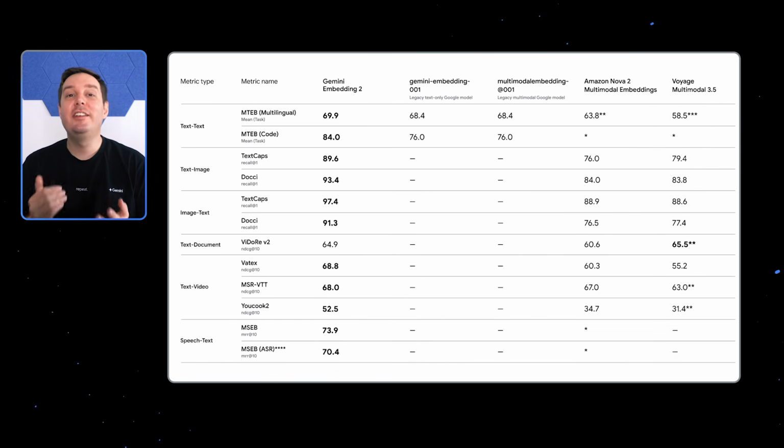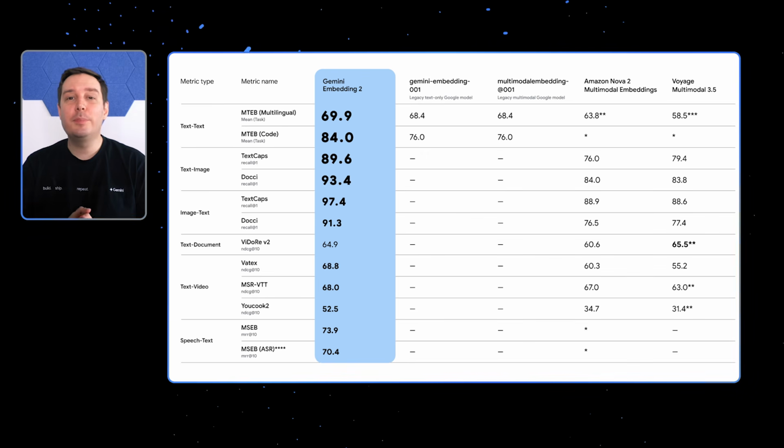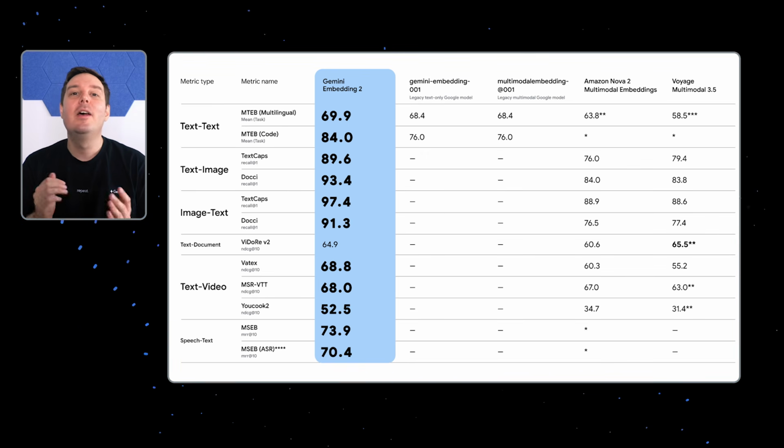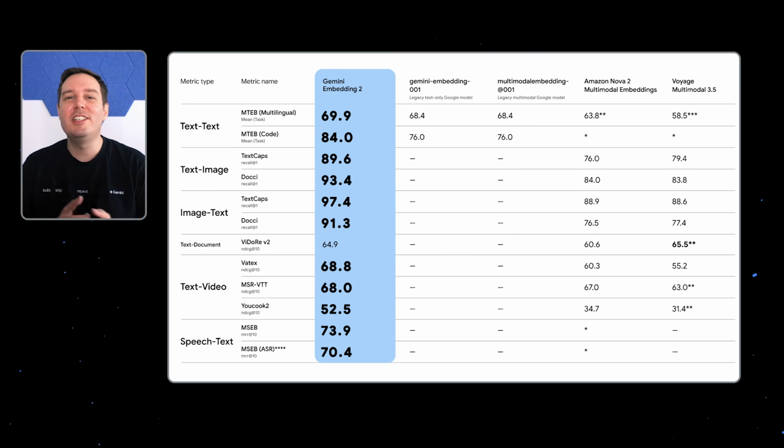specific app. On the benchmarks, it establishes a new performance standard for multimodal depth. The model outperforms leading models in text, image, and video tasks, while also introducing strong speech capabilities. The primary application for Gemini Embedding 2 is serving as the retrieval backbone for multimodal RAG and agentic workflows.